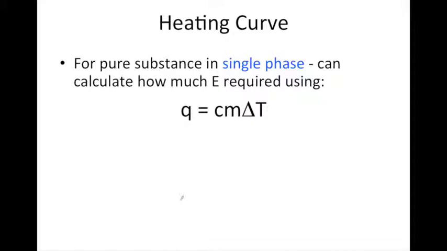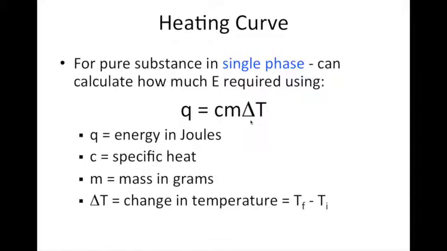To figure out how much energy is required to increase the temperature of a substance, we would use this formula, Q equals Cm delta T. In this formula, Q is the energy in joules, so this would be the energy required or released, depending on which way you're going. C is the specific heat of a substance we're talking about. Remember, specific heat is the amount of heat it takes to increase the temperature of 1 gram of a substance by 1 degree Celsius. Every substance, every phase of a substance also has its own unique specific heat.